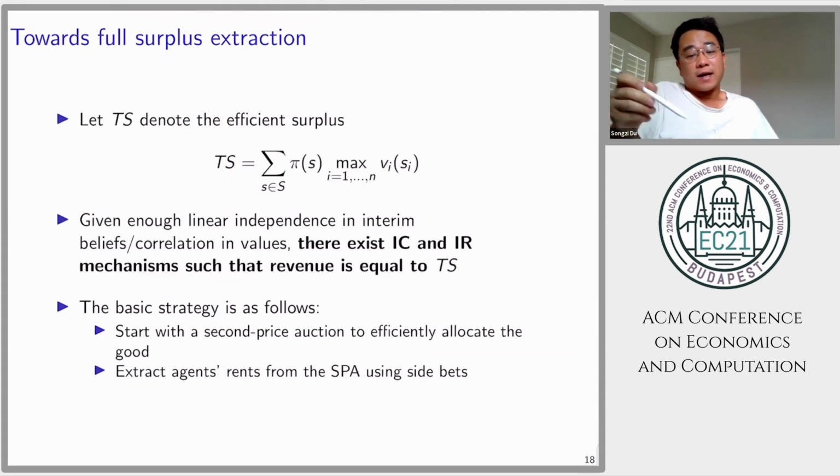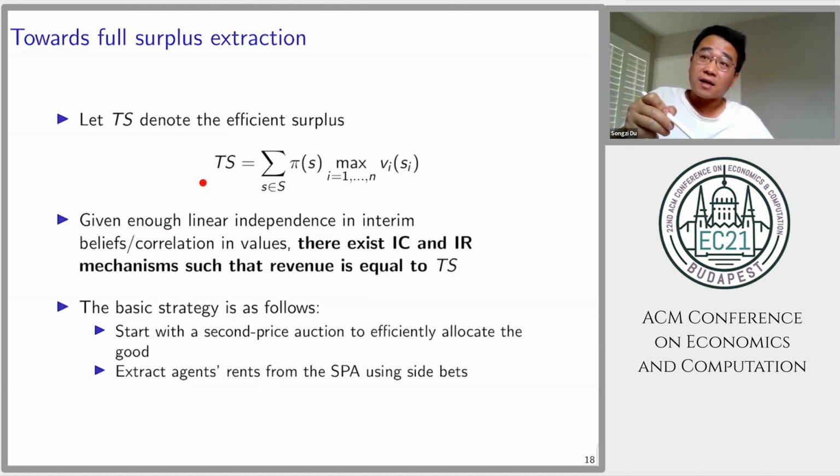Now let us define a revenue benchmark, which is the total surplus. For every realization of the type profile, the maximum efficient surplus is just the highest value among all of the bidders. So for every realization of the type profile, we just take the maximum value, and then we take the expectation of that, which we call the total surplus. Clearly the total surplus is an upper bound on the revenue that any seller can achieve in equilibrium.